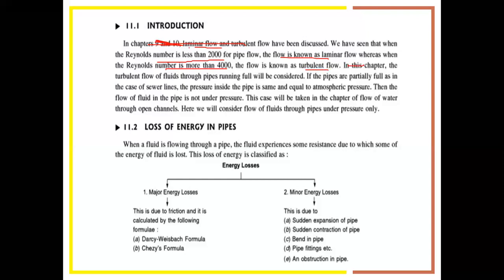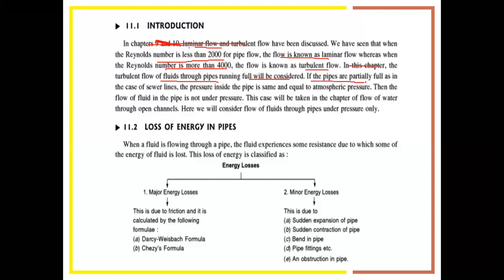But in this next section, the turbulent flow of fluids through the pipes running full will be considered. So whenever the number is changing, we are considering them as turbulent flow. But in this section, the loss of energies in the pipes, we will take turbulent flow in full pipes. We are not considering the laminar flows.